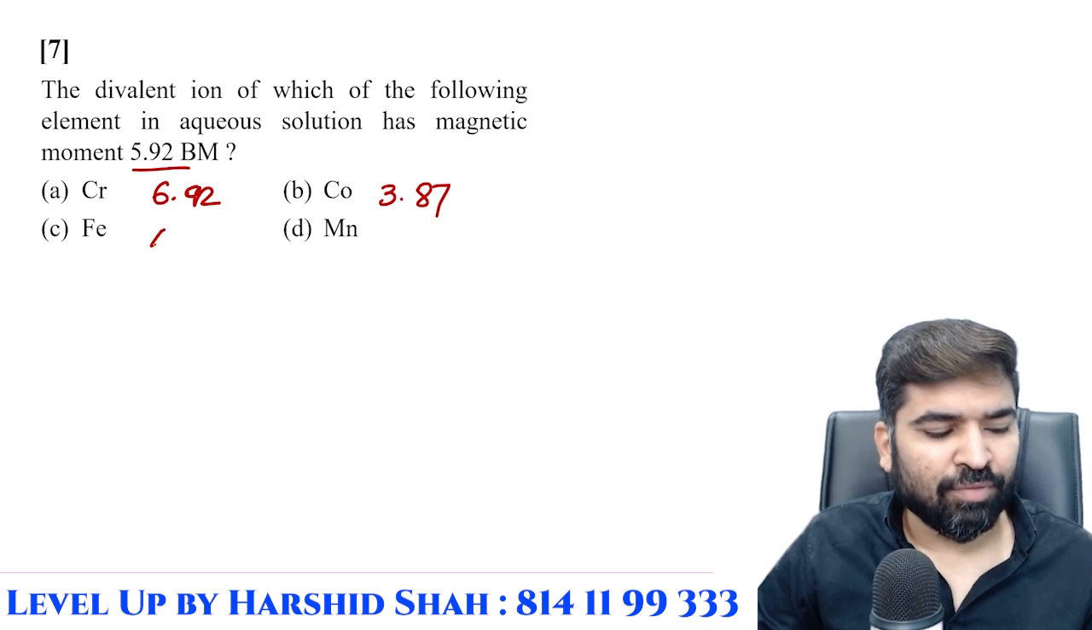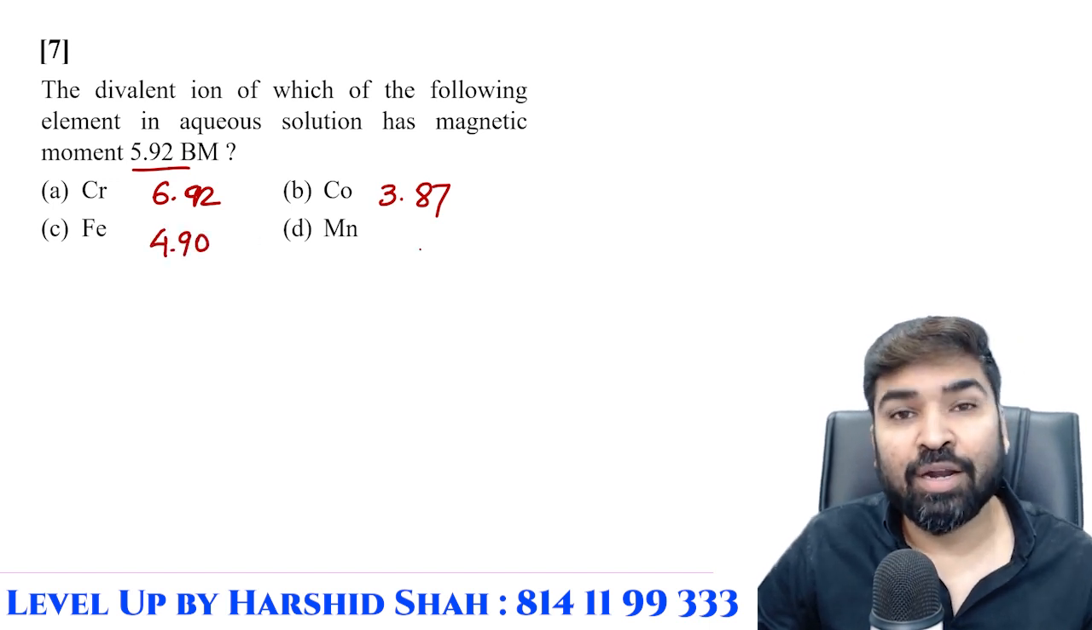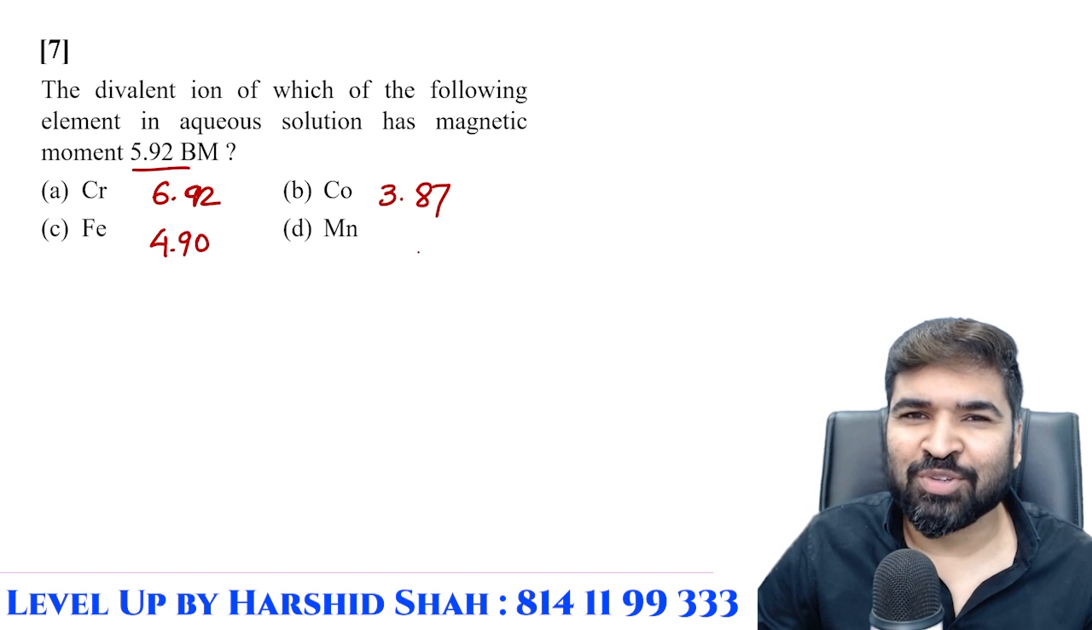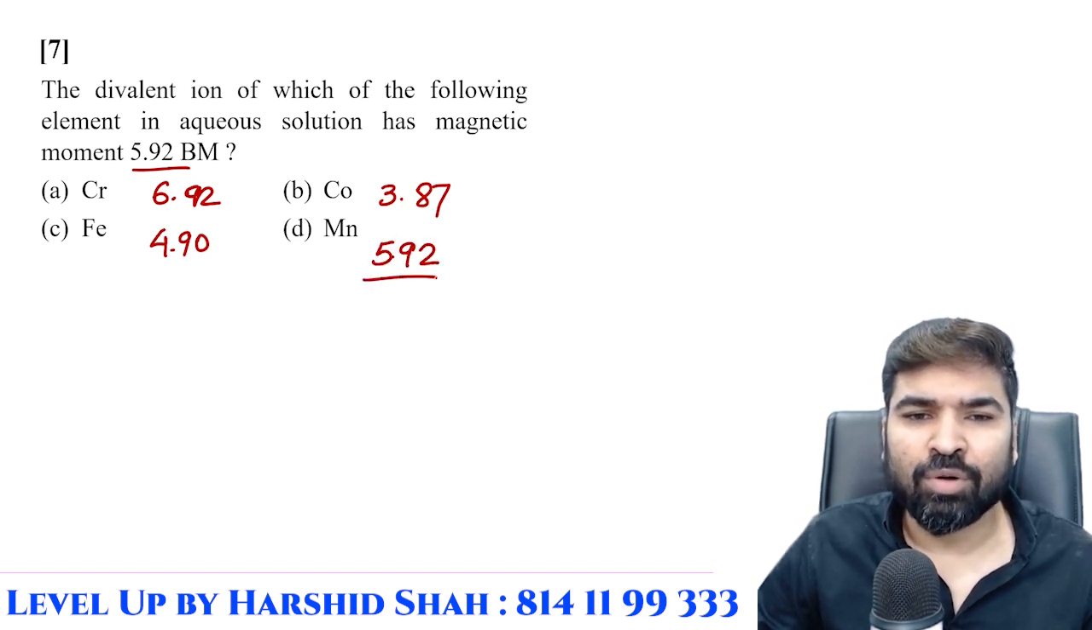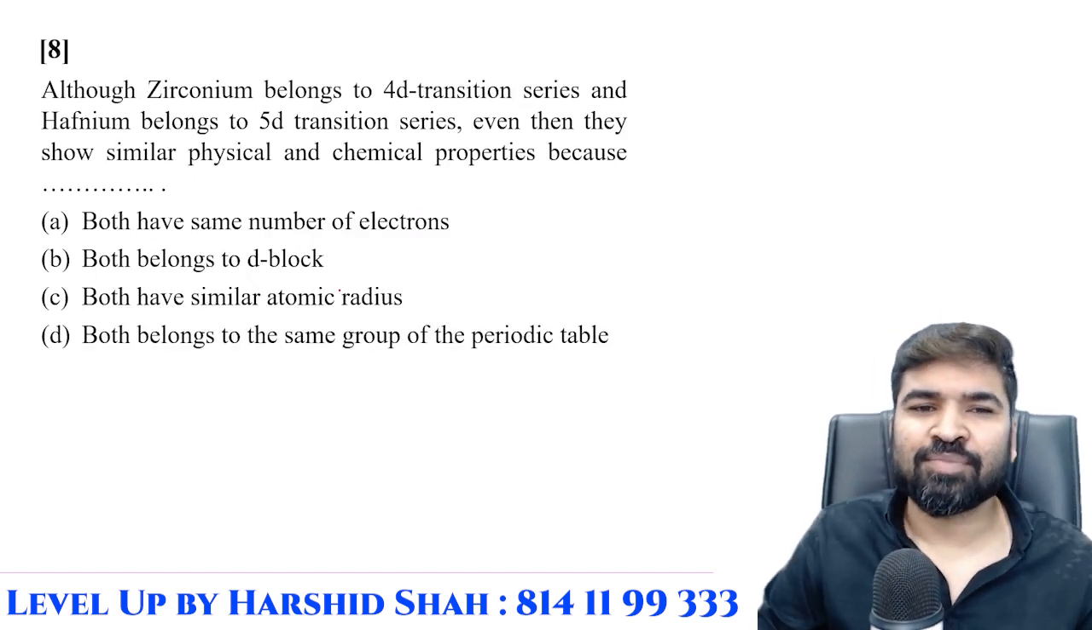Fe on that side will be 4.90 Bohr magneton, and manganese, obviously 4s2 3d5, will have 5 electrons unpaired, which will be having 5.92 Bohr magneton. So that is option D, which is your correct answer.